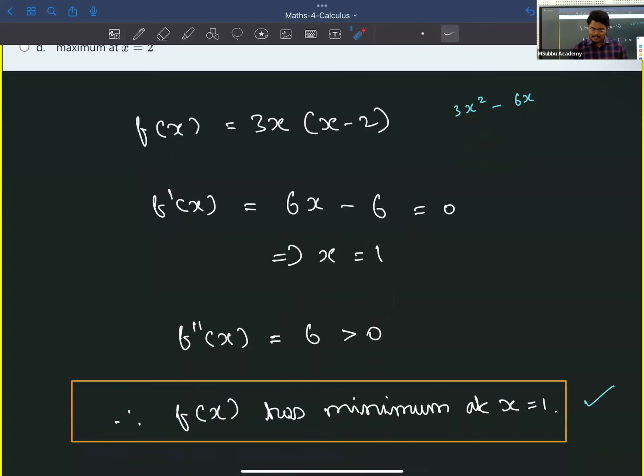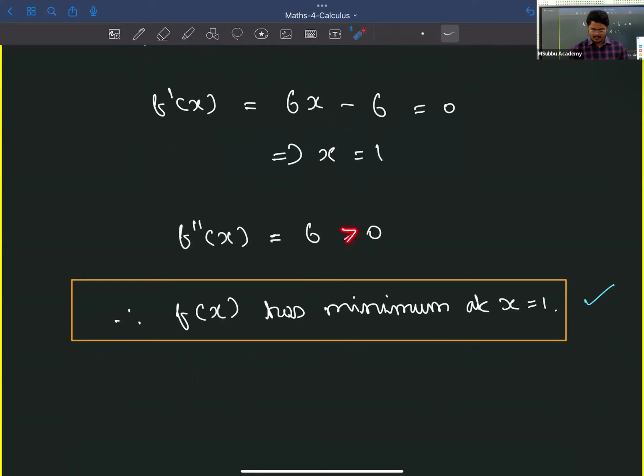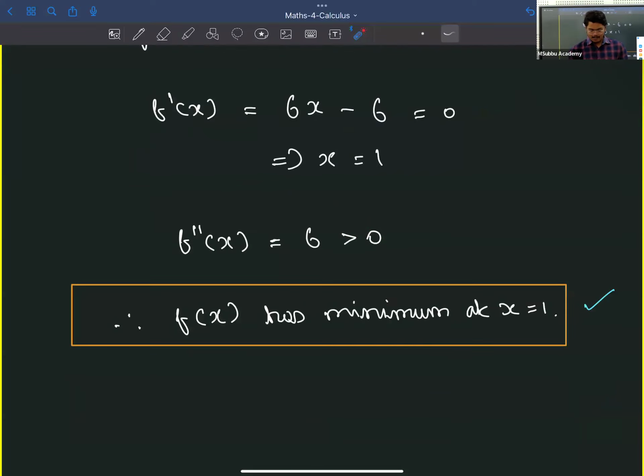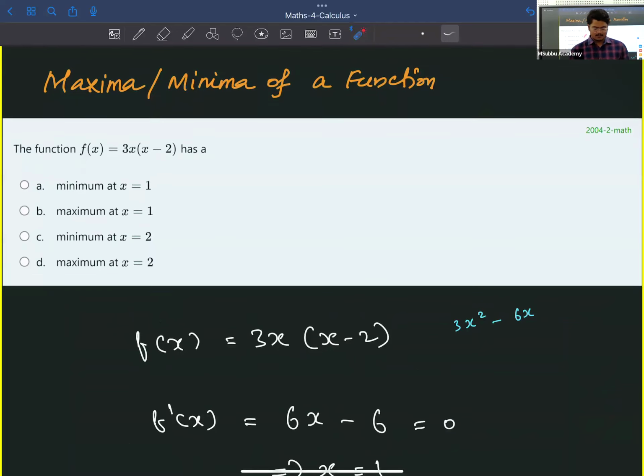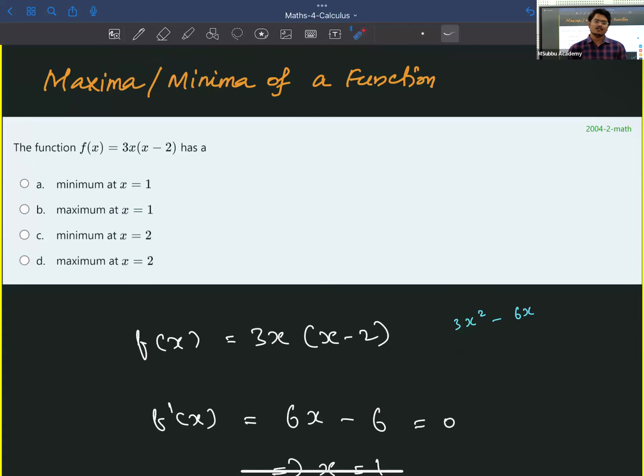So directly find the double derivative of this function. Differentiation of 6 will be 0 and differentiation of 6x will be 6. When the double derivative of the function is greater than 0, you will have a minimum at the critical point. When it is less than 0, you will have a maximum. Now for this function it is greater than 0, so you'll have a minimum. So at x equal to 1, you're having a minima here. That's all. If you have any doubts, you can just ask me.